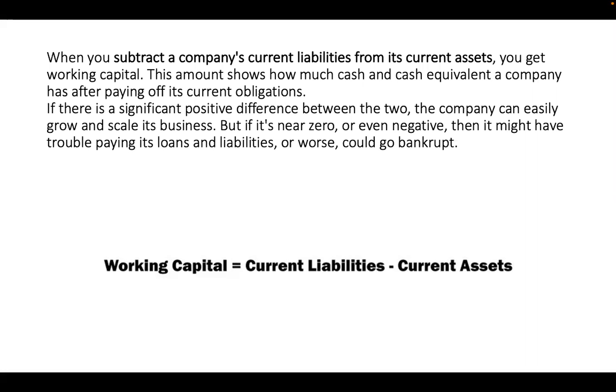तो वो समझ रही है कि जितनी मुझे obligations है पे करने की उससे ज्यादा मेरे पास assets हैं, it means I have a good working capital, so they can think of scaling its business. But if it is near zero or even negative, then it might have trouble paying its loans and liabilities or worse could go bankrupt. अगर बहुत दिन तक यही चलता रहा, मतलब करंट एसेट्स करंट लायबिलिटीज से कम है, तो we won't be able to pay short term commitments and eventually we can go bankrupt also.